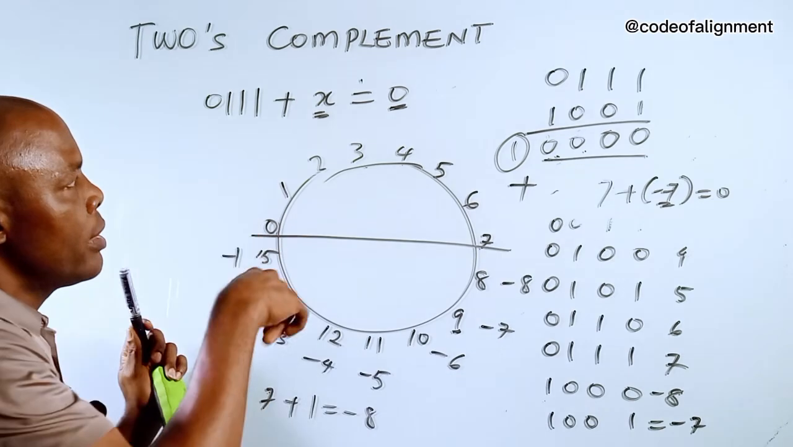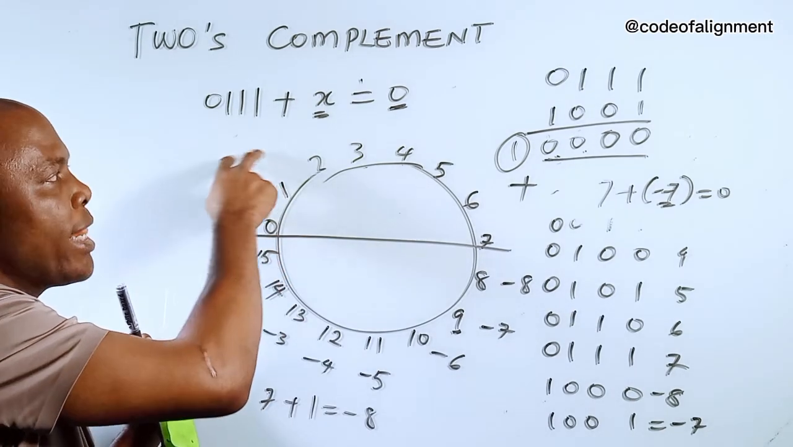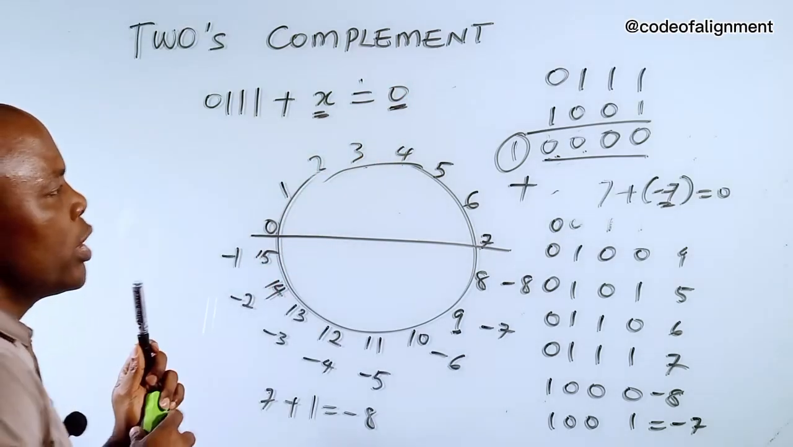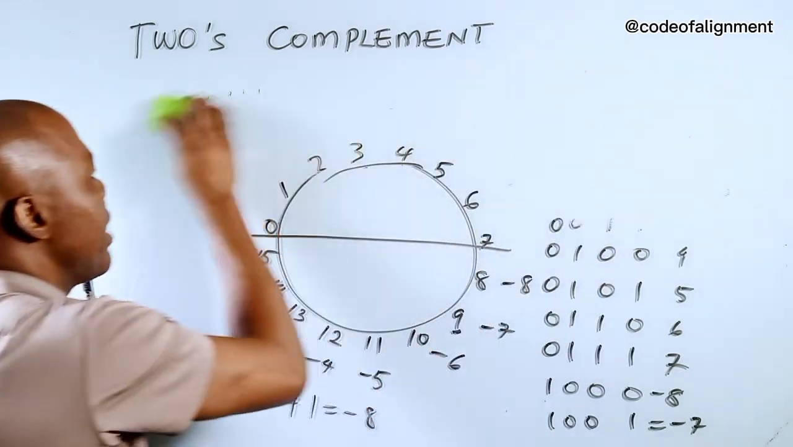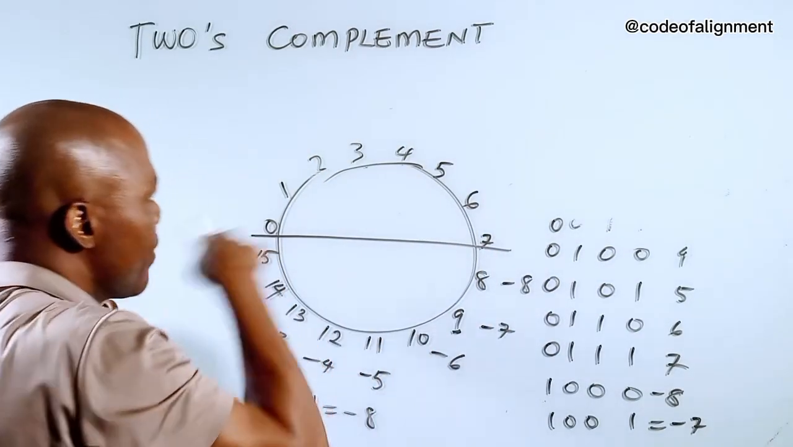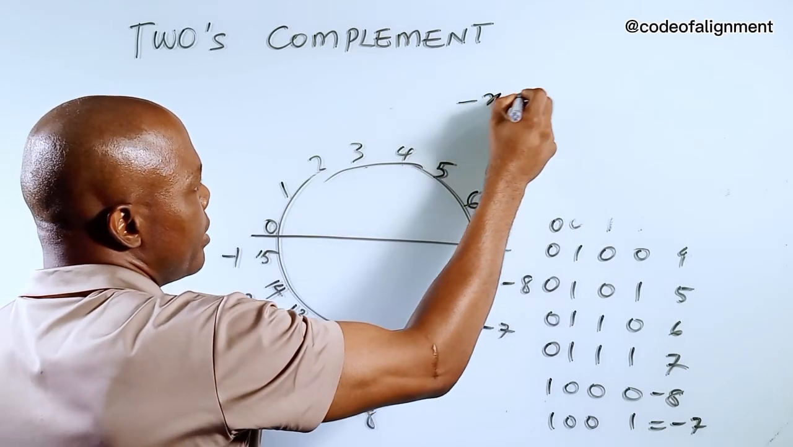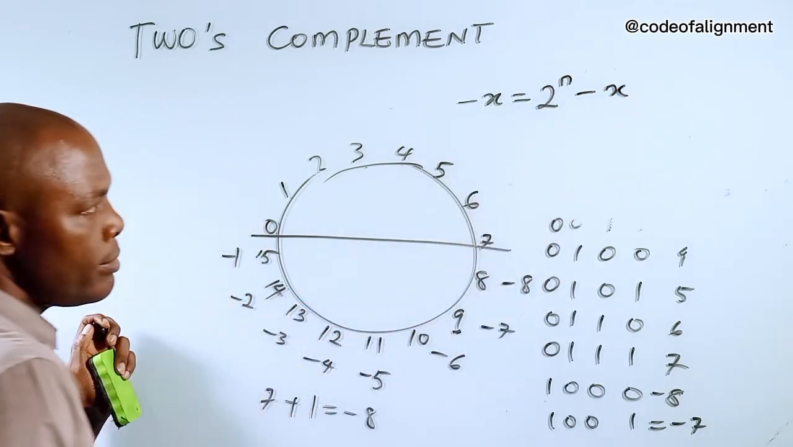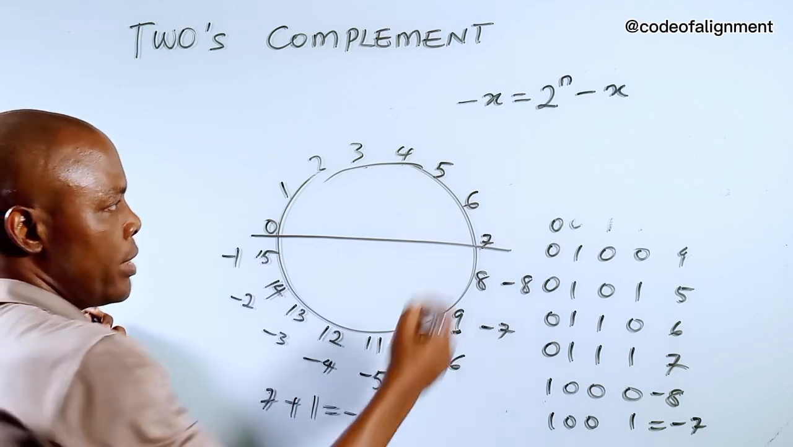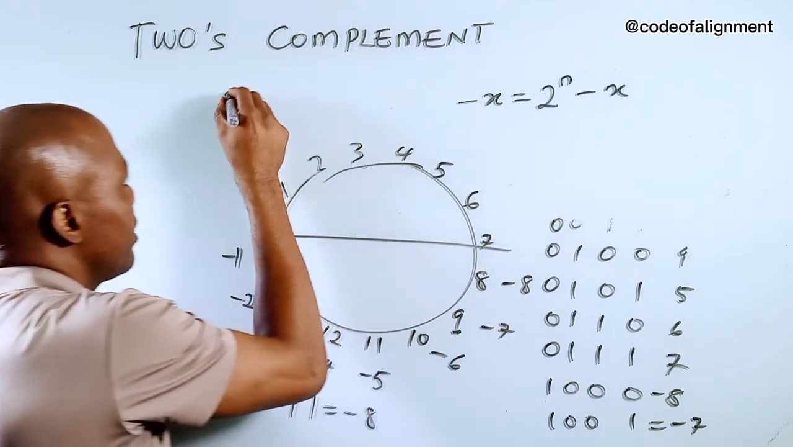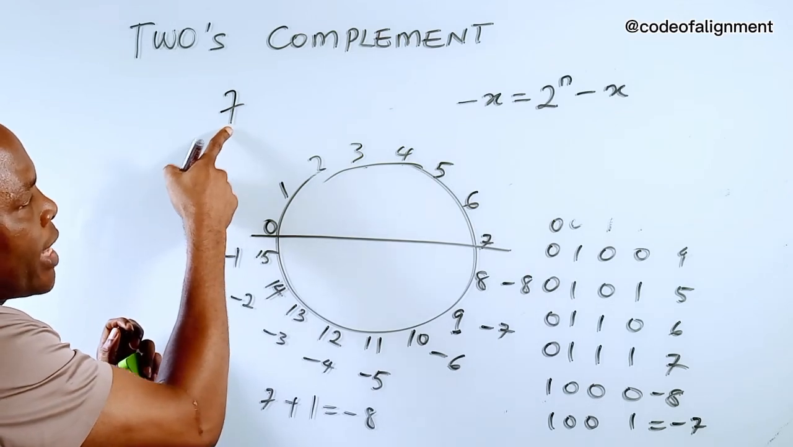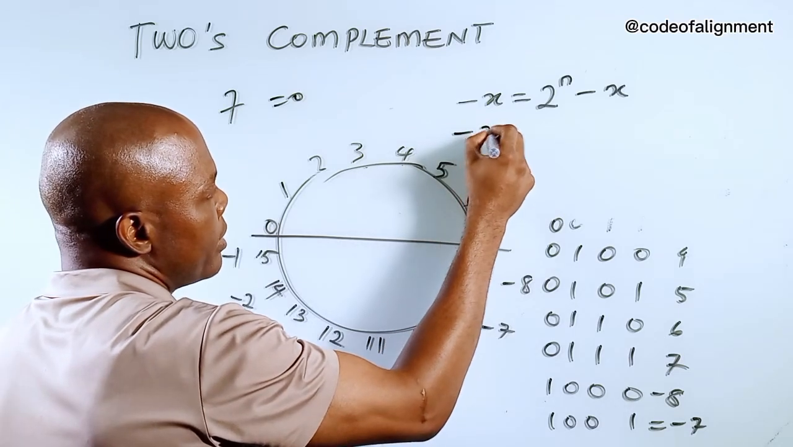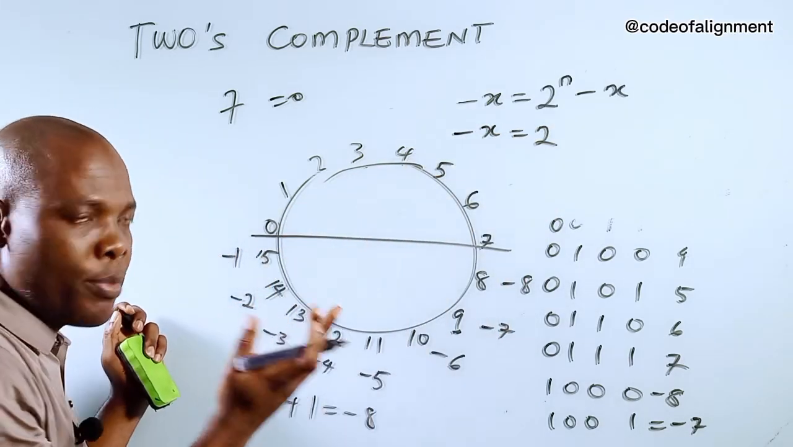You simply flip the number and then add 1 to it. If you add it to the original number, it will give you what? 0. So this works because we are just representing mathematics. Minus x equals to what? 2 raised power n minus what? X. So this is the mathematics we are representing. So if I'm saying 7, if I'm looking for the negative value of 7, that when added to this will give me 0, right? All I need to do is minus x equals to what? 2 raised power. We are looking at 4-bit system.